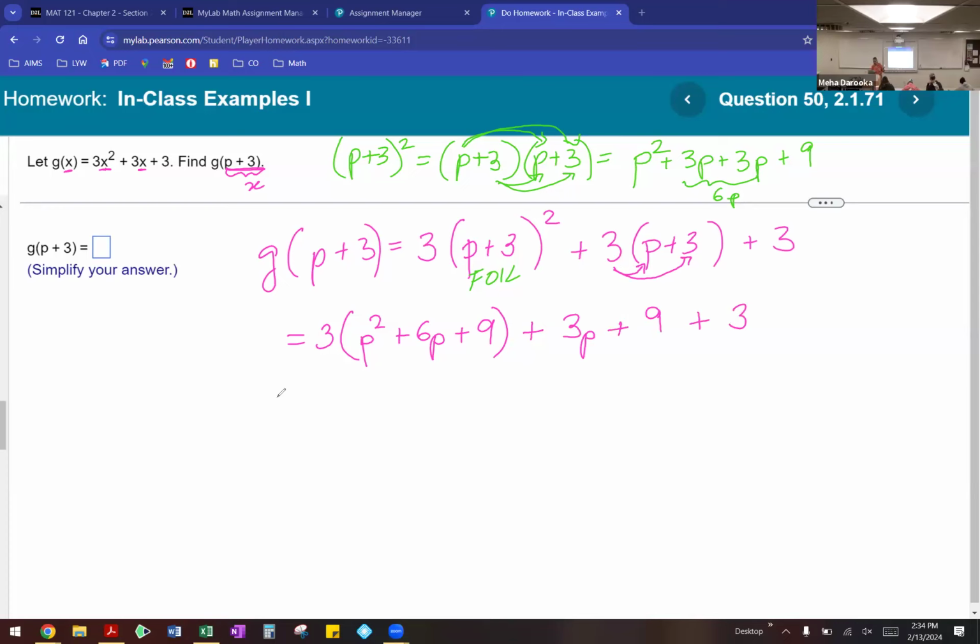And then, of course, we now need to multiply the leading term, that 3, with our FOIL product. So we'll distribute that 3 in the front, which will give us 3p squared plus 6 3s are 18, so that becomes 18p, plus 3 times 9 is 27, so bring that down. And then the remaining terms come down as they are, the 3p plus 9 plus 3, which I guess you could have added. Okay, combine like terms, simplify this.